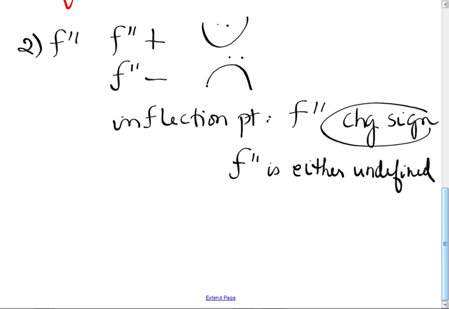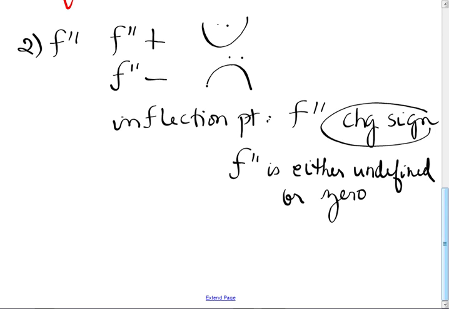Because everybody thinks that if the derivative is undefined, that's not a candidate. Yes, it is. So both first and second derivatives, they're going to be 0 or undefined. Okay, and the point's got to be on the graph.